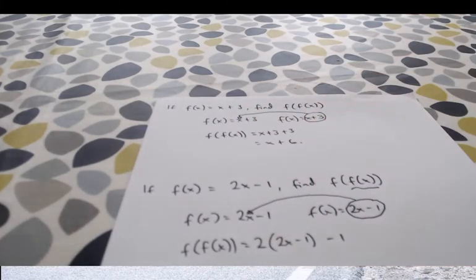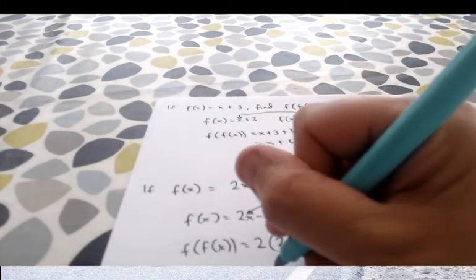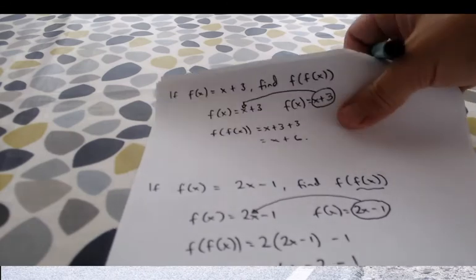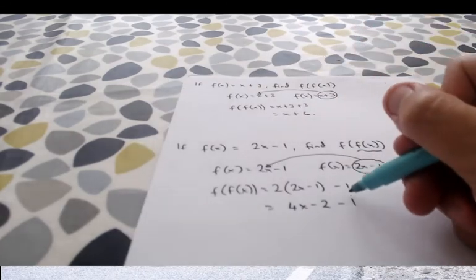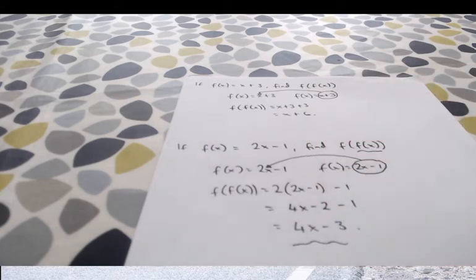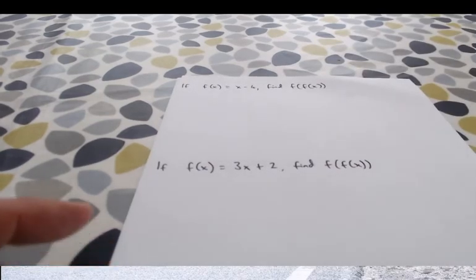Multiply out the bracket, I get 4x minus 2, and I've still got my minus 1 at the end. Tidy that up, that is 4x minus 3. Job done. That's how you do f of f of x. Your turn to try it.